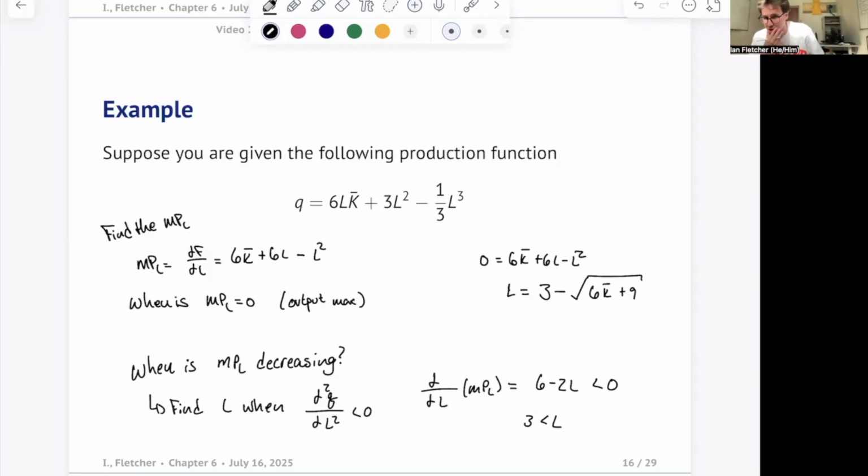For the most part, I think that this is pretty straightforward, especially short run inputs because we're holding one thing constant. But yeah, for the most part, should be pretty straightforward, should be pretty easy. If you have any questions though, please let me know.